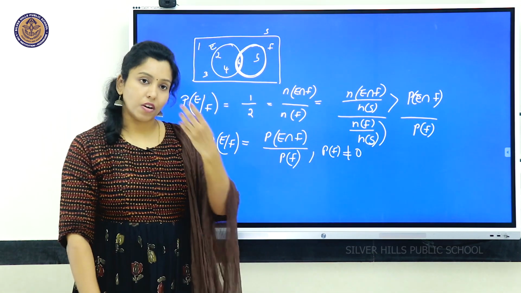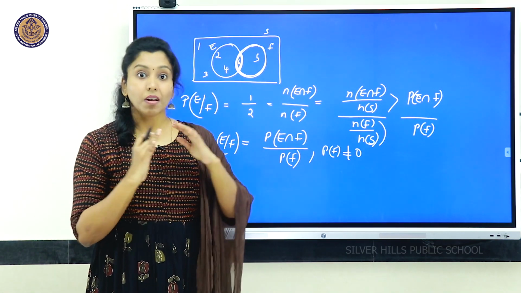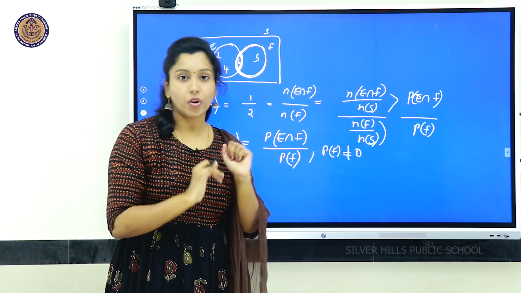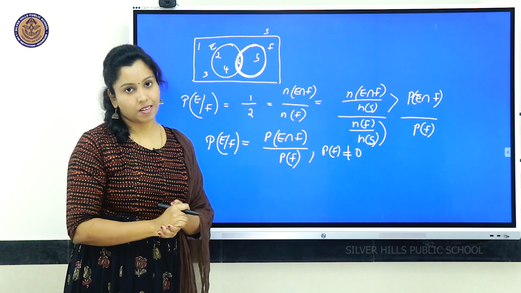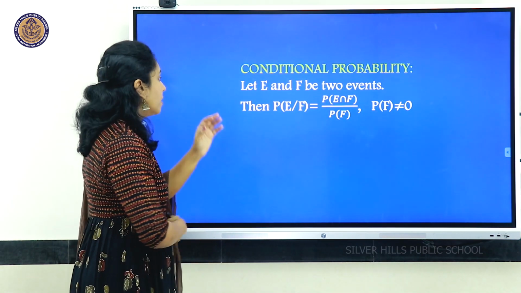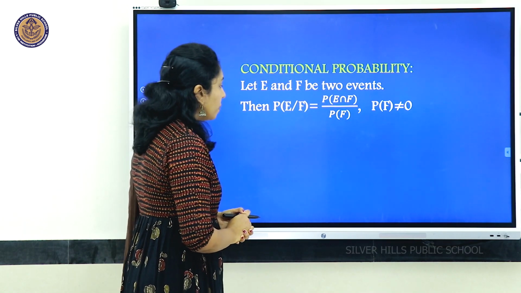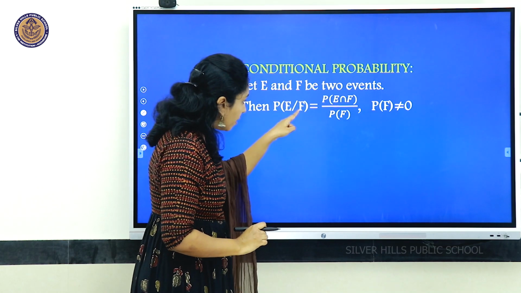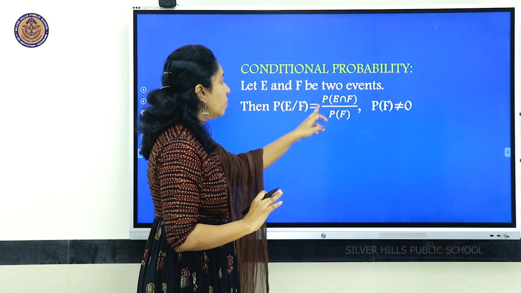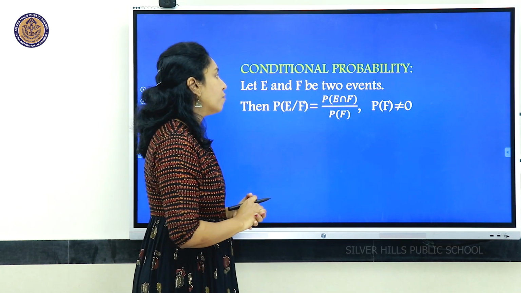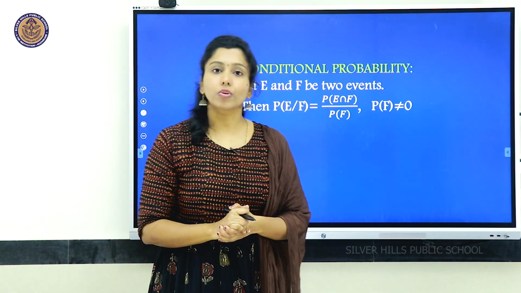Okay. So if you get any question, select E as the event that you are going to find, and what will be F? Something which we know, the event that we know, that we will select as F, and just apply this result, you get the answer. Okay. So this is the definition. Conditional probability: if E and F are two events, then probability of E given F. So whatever event you write in the denominator, that has already happened. This is equal to probability of E intersection F by P of F, with the condition P of F not equal to 0.